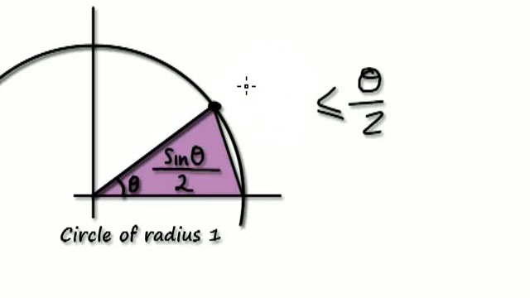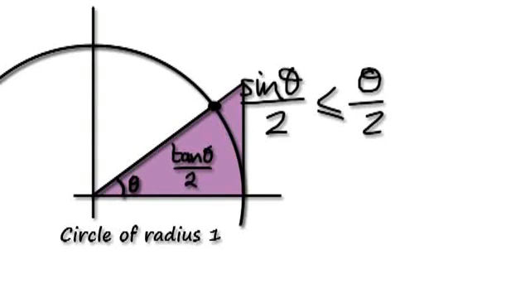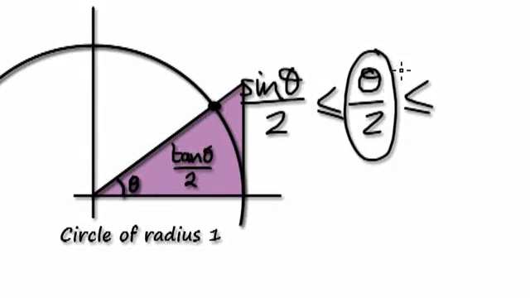Okay, so we can make this statement. Theta over 2 will always be bigger or equal to sine theta over 2. Now, if you also look at this big triangle, where you extend the triangle beyond the circle, the area of this triangle here will always be less than or equal to this area here, the big one here.